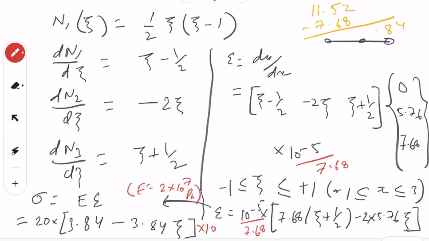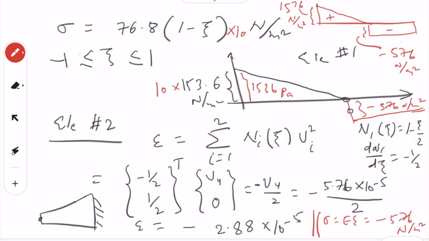And here also your sigma will have to be divided by 7.68, fine. Same goes here, 7.68. 10 divided by 7.68. So the value of this will not be correct. Again, this will not be correct. You have to divide by 7.68.